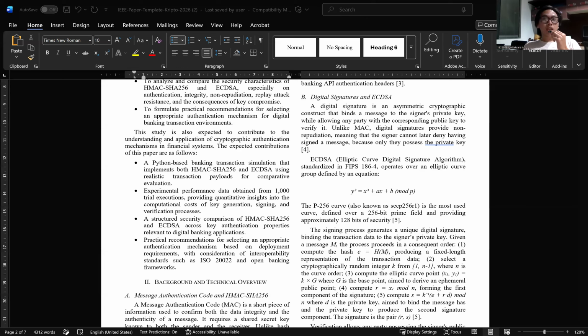Think of it like this. HMAC is like a shared password that you and the cashier both know. Meanwhile, ECDSA is more like your actual signature, something that only you know and only you can produce. So for the experiment, let me show you the code real quick.